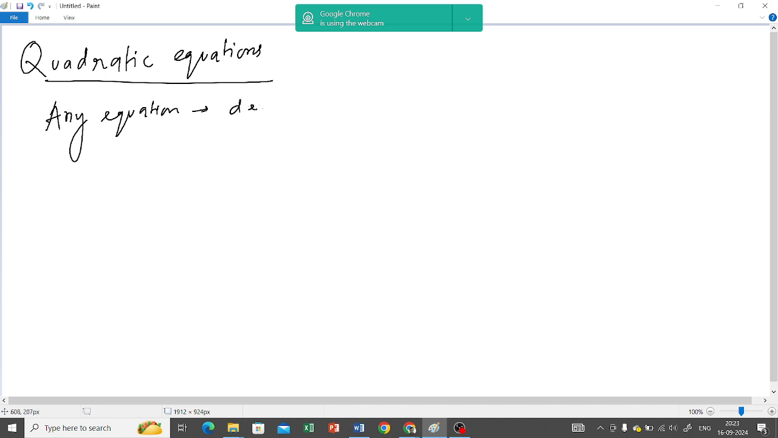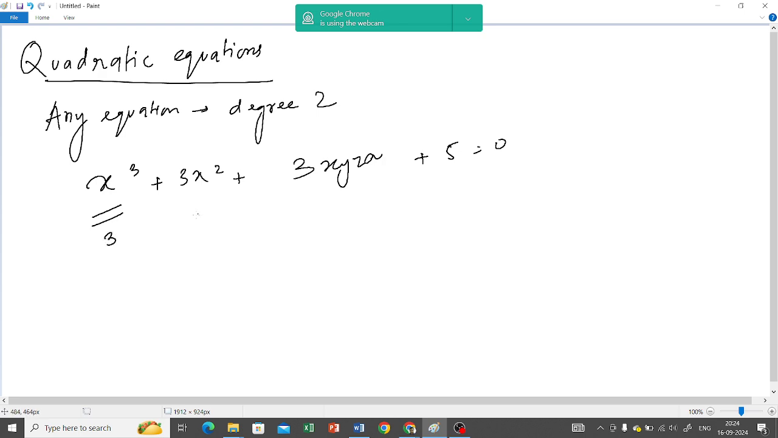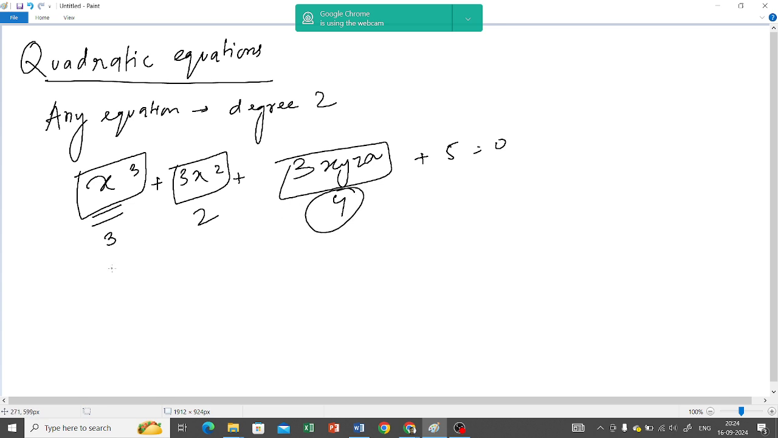any equation of degree 2. What does degree 2 mean? Say for example I take an equation, say x cube plus 3x square plus 3xyza plus 5 equals 0. Now what is the degree of this equation? You see, what is the highest power? The highest power of this one is 3, the highest power of this one is 2, the highest power of this one is 4. So what is the highest power? 4. So degree is 4.